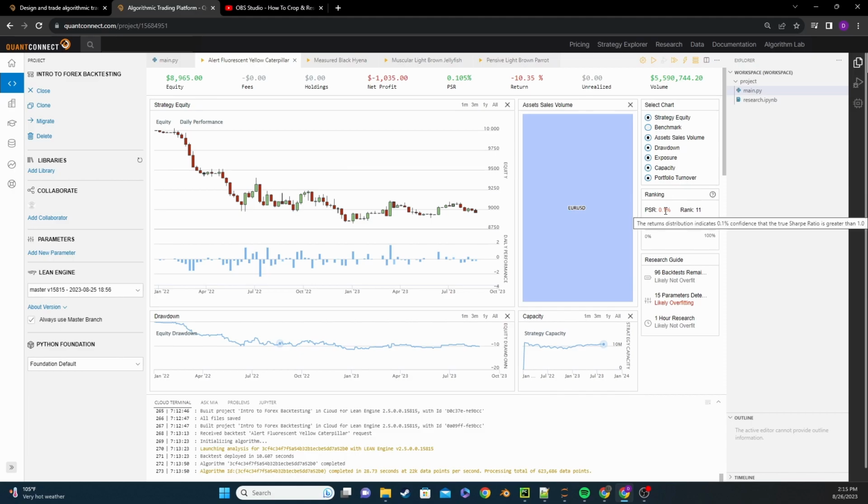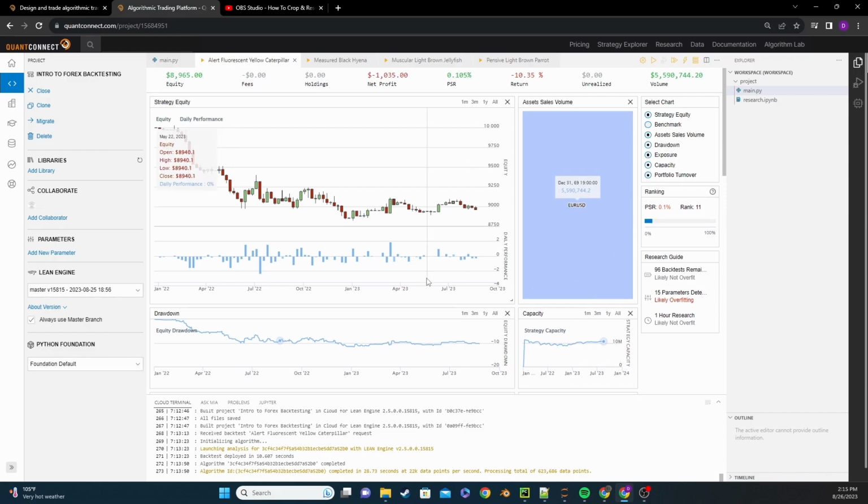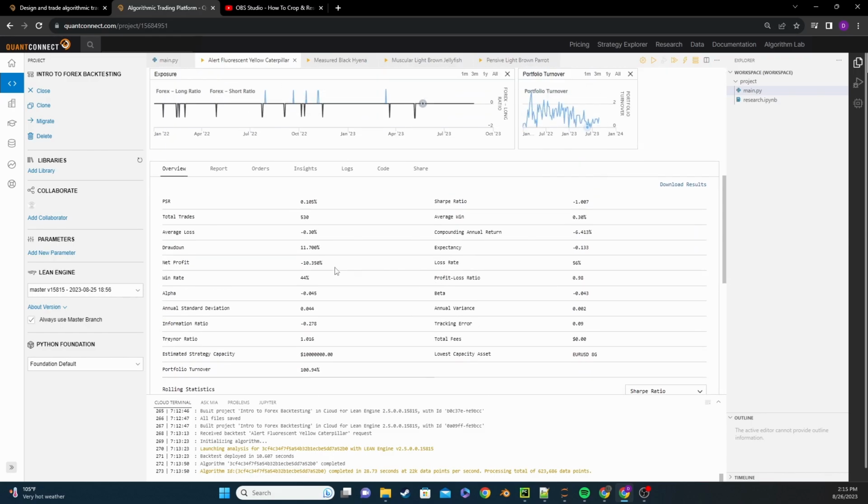They give us this probabilistic Sharpe ratio. Basically, it says it has zero confidence in our strategy. We can come down here and look at the backtest, right? So we have this probabilistic Sharpe ratio again. The Sharpe ratio is saying that, hey, look, your return is not good.